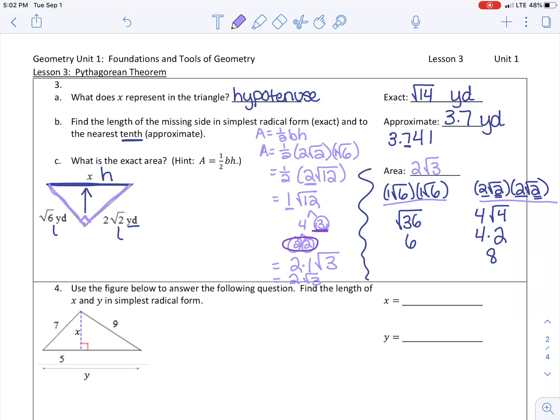If you remember back to probably algebra and maybe a little bit of middle school math, whenever you're finding the area, you always have your units squared. That's how you would label.